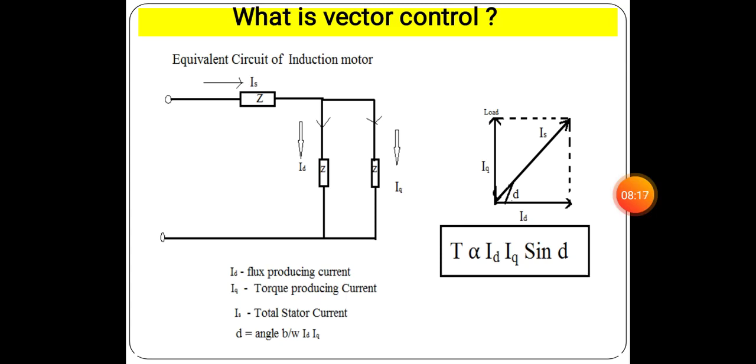That means we are changing the angle between ID and IQ and we can get control of the torque of induction motors. So in this diagram, ID is the flux producing current, IQ is the torque producing current, IS is the total stator current, and D is the angle between ID and IQ. And the formula for torque, according to this circuit, is that the torque is directly proportional to ID, IQ and sin D, where D is the angle between ID and IQ.